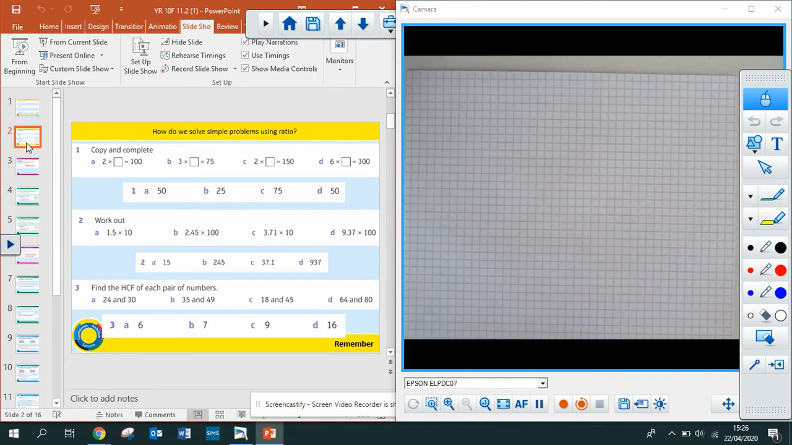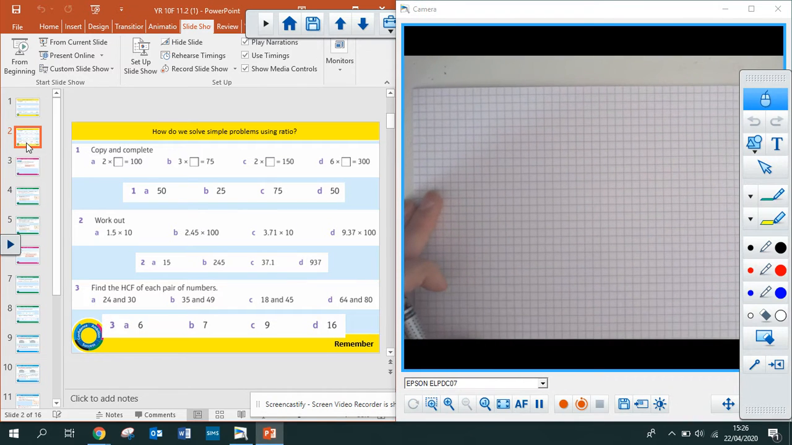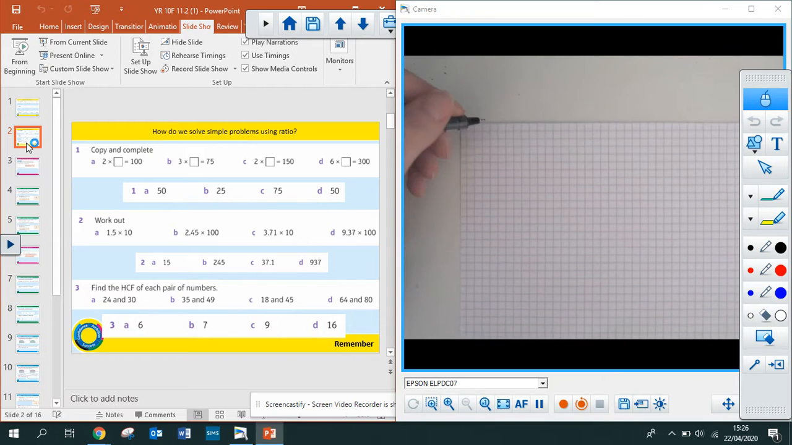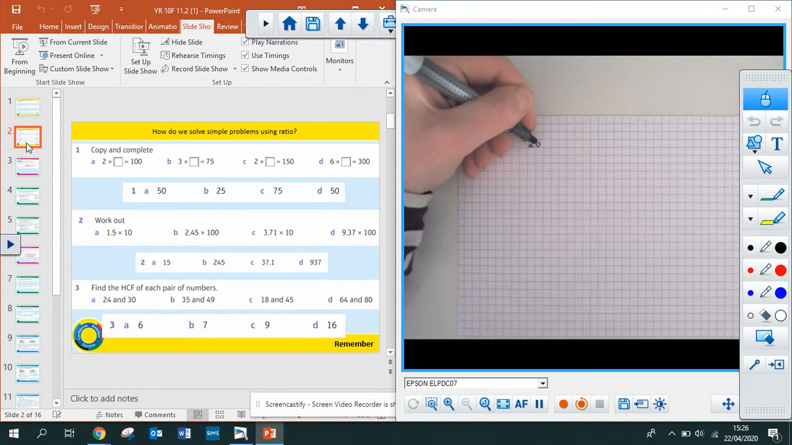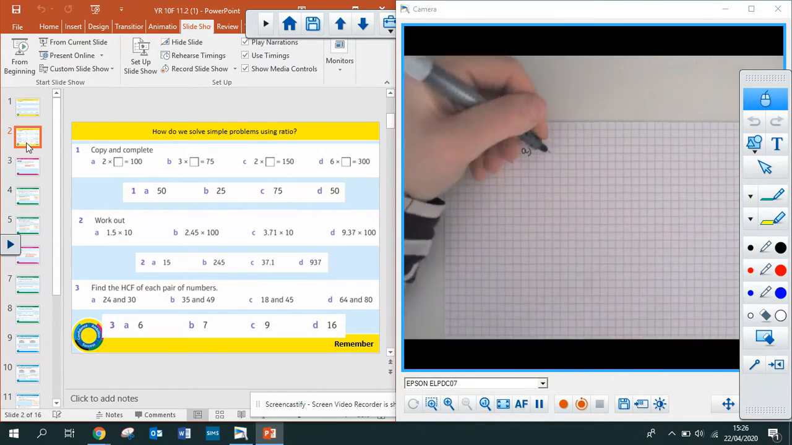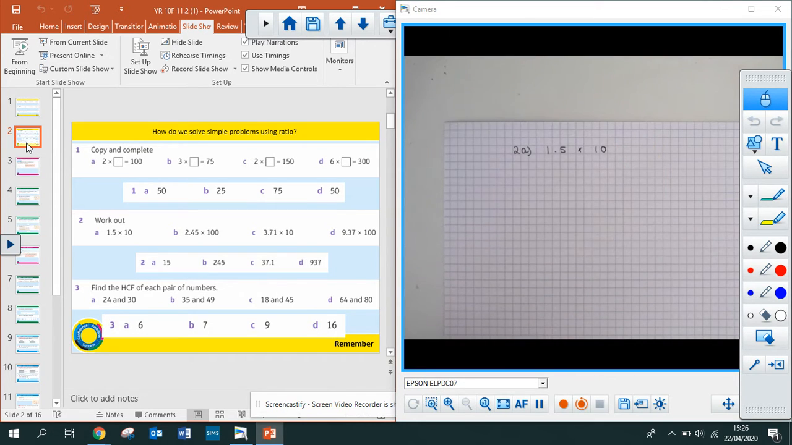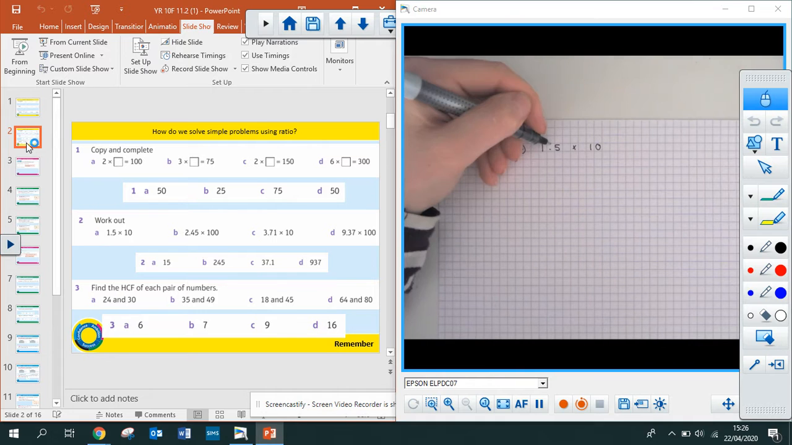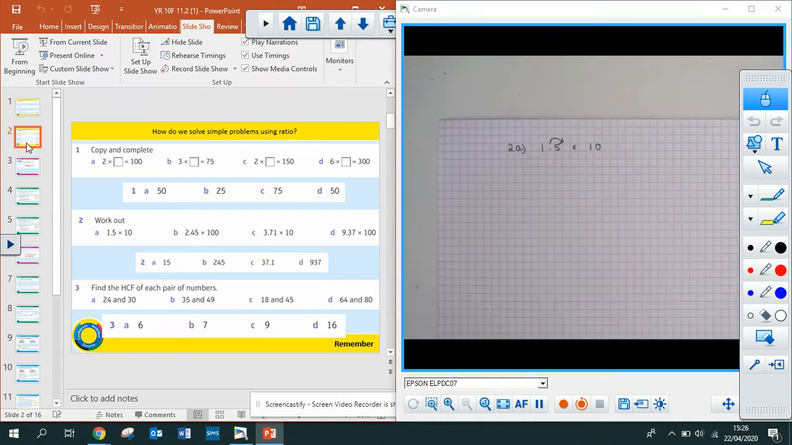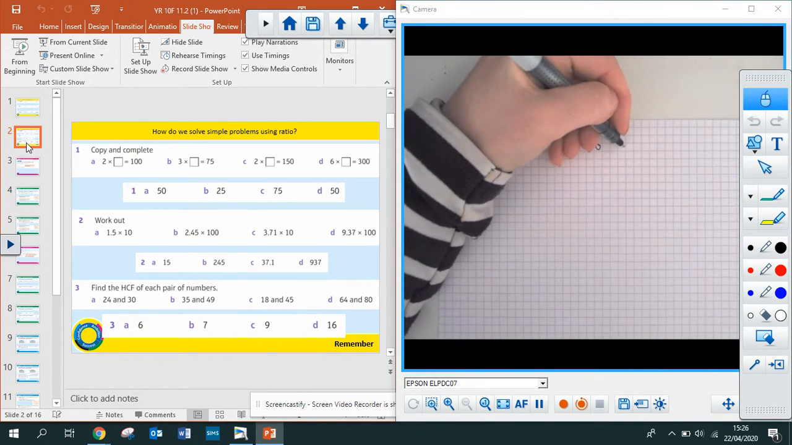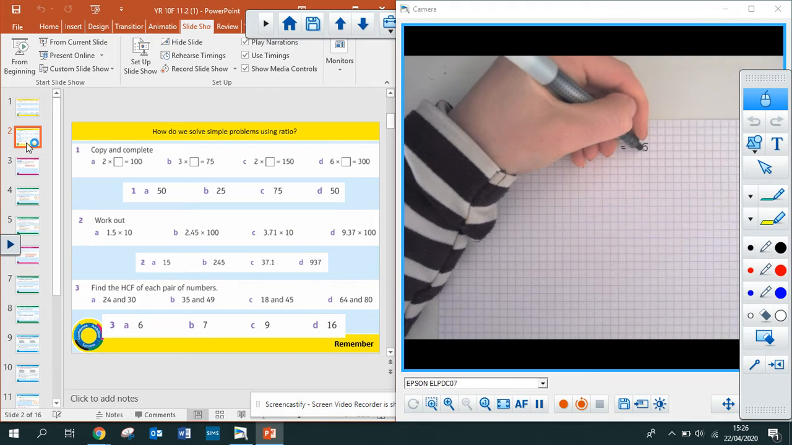Okay, I will go through A and B for question 2, just in case you're not sure how to multiply by 10 and 100. And I'll just remind you of how you do that. Okay, so 2A. You've got 1.5 multiplied by 10. When you multiply by 10, you're moving the decimal 1 place to the right. Okay, so it's moving 1 place to the right because it's getting 10 times bigger, the number. And that gives you 15.